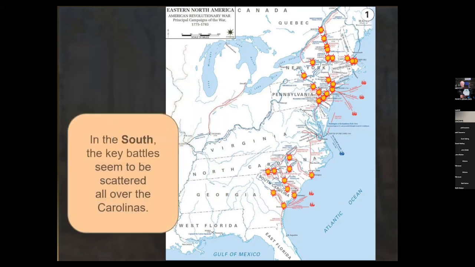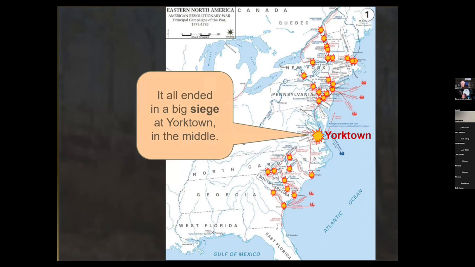By contrast, in the South, the battles seem to be scattered all over the place. There aren't any big rivers. There weren't any really important ports at the time. The battles were really just scattered all over the place. And then things kind of came to an end at a place that is roughly halfway in between these two. And that becomes a big part of the story.